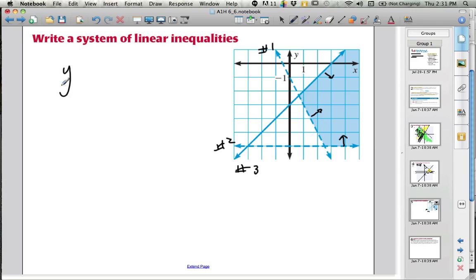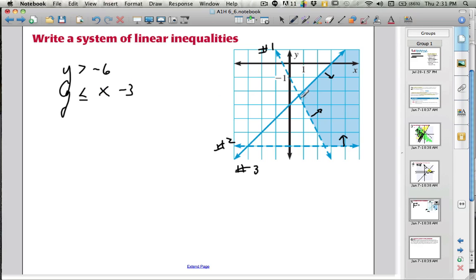So I know that that's going to be y is greater than, it's dotted, so I know it's not or equal to. And this boundary point is 1, 2, 3, 4, 5, 6, negative 6. So y is greater than negative 6. If I look at the next, I'm going to work on line number 3 here. It's a solid line. I know we're below it, so that means that it's going to be less than or equal to. And I can find the y-intercept is right here. It's 1, 2, 3. It's negative 3. And if I look at the slope, it's up 1, right 1. That's a slope of 1. So this is going to be x minus 3.